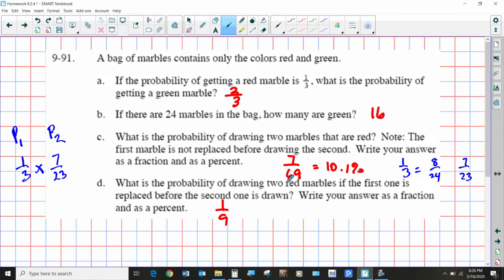What's the probability of drawing 2 red marbles if the first one is replaced? All right, same idea here, but instead of not putting that red marble back in, you put it back in. So we don't have a situation where we're reducing the number of red marbles and the number of total. So every time you pull it out, it's still a 1/3 probability, and that's how you get the 1/9.